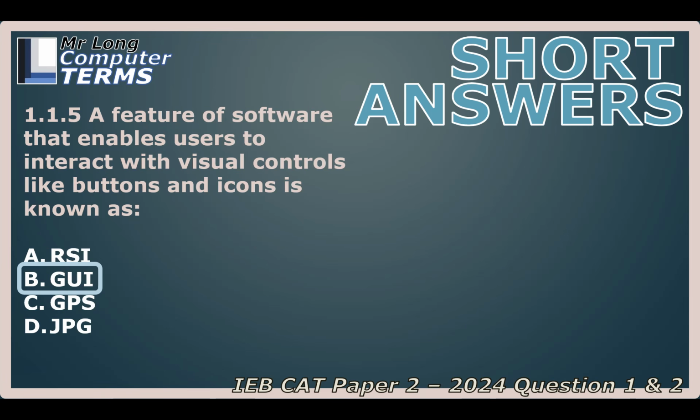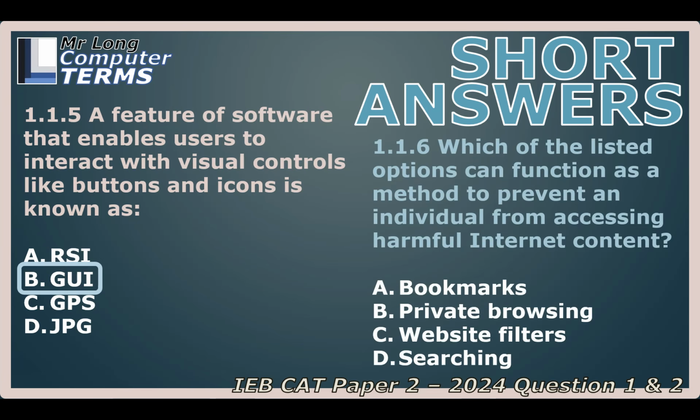Okay, let's talk internet safety. What's a method to actually prevent someone from seeing harmful content online? The active tool for that is website filters. Not private browsing. No, private browsing is passive. It just stops your computer from saving your history. It doesn't actually block anything in real time. Filters, on the other hand, are actively looking at the data and blocking sites based on rules.